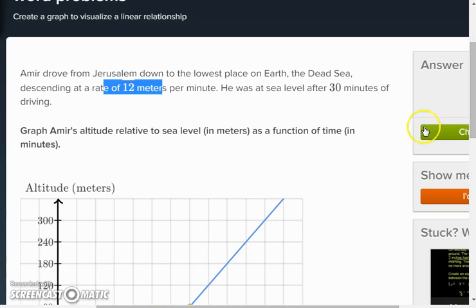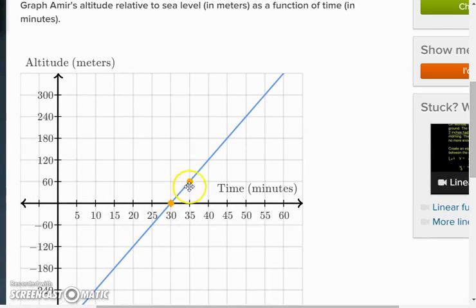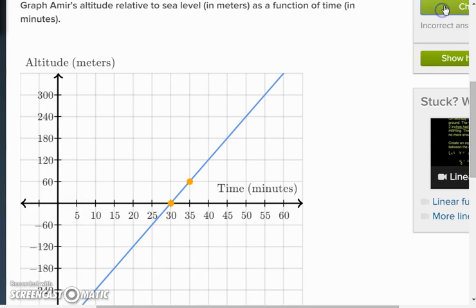Okay. So after 5 minutes, he goes up 60. Okay, so up 60, sideways 5. So everything's looking good there. Well, it looks like maybe I need to actually start it there, down there.